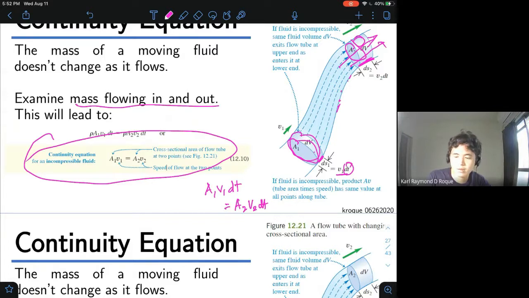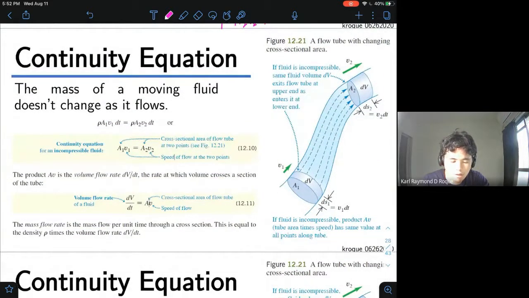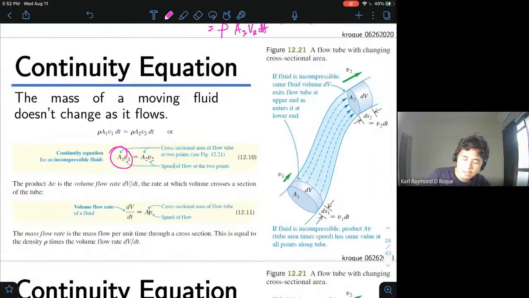So, volume times density. Yan. So, same fluid lang sila. Kaya ganyan. Cancel the same terms. Pero actually, ito, di ba nakuha natin kanina is rho A1 V1 dt equals dV. Yung volume flow rate is dV divided by dt. How much volume is flowing per time?